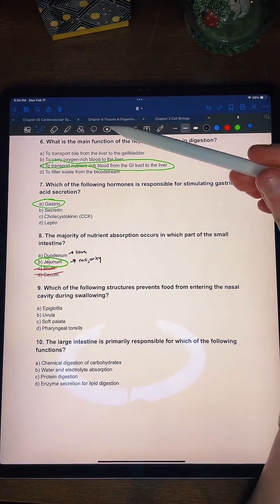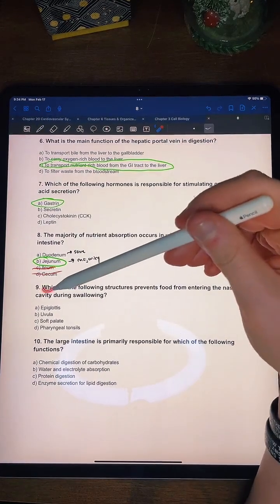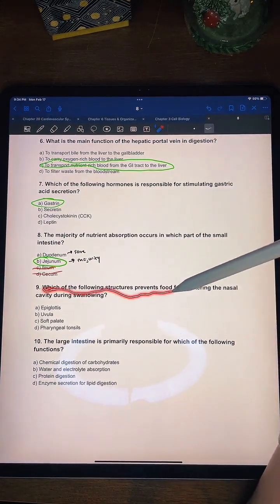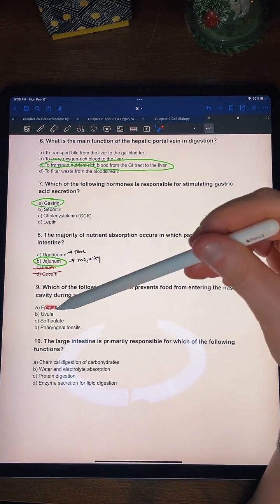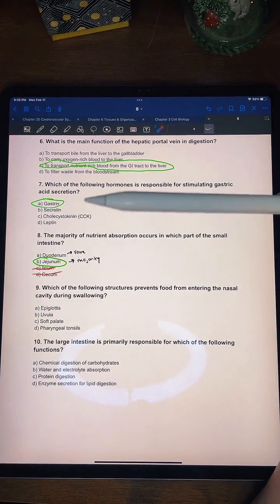But anyway, let's move on to number 9 real quick. Which of the following structures prevents food from entering the nasal cavity during swallowing?